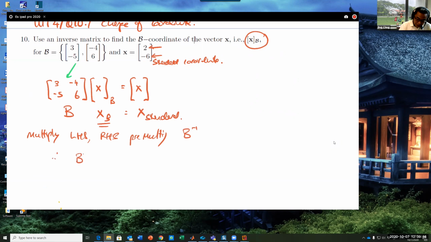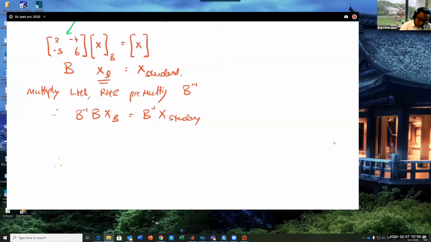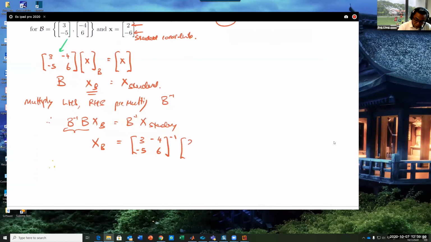Therefore, B minus 1 times B XB is equal to B minus 1 times the X standard. B minus 1 times B is the identity. So we have the identity times XB, and therefore we get what we want, which is XB. And now we have B minus 1, so let's go and solve for B minus 1 first. Let's write B first, not forgetting the inverse on the top right-hand side. And then X standard is 2 and minus 6.